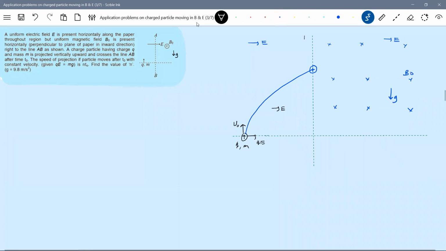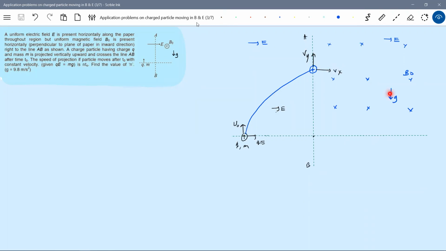This is the line AB. Here we have brought the coordinate system, X, Y coordinates, so it will be easy for us. So how does it enter? It will enter at a certain angle. So by the time it enters, it will have an X component of velocity and a Y component. Why not only an X component of velocity? Because it was projected with velocity U naught along the Y axis, let's assume that. Then because of the electrostatic field, it will get accelerated. So by the time it crosses the line AB, it will acquire a horizontal component of velocity Vx.